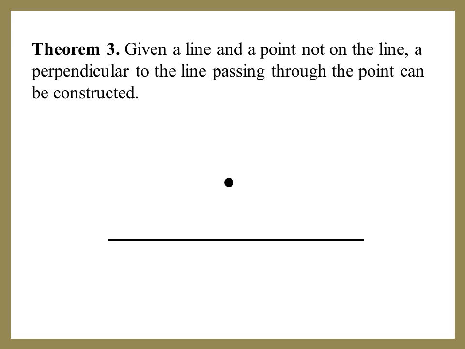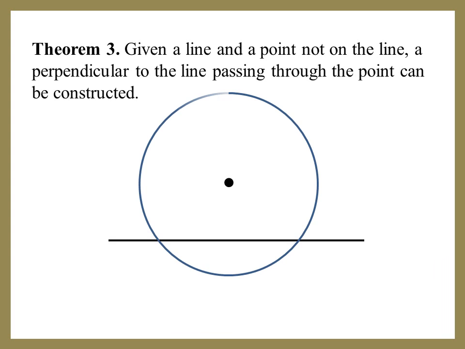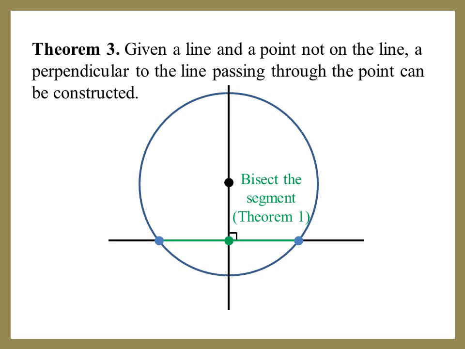We now address perpendiculars. Namely, given a line and a point not on the line, a perpendicular to the line passing through the point can be constructed. First, draw a circle centered at the given point with a radius sufficiently large as to intersect the given line in 2 points. The 2 points of intersection determine a line segment. By Theorem 1, this line segment can be bisected. The line through the original point and the midpoint of the new line segment is perpendicular to the original line.